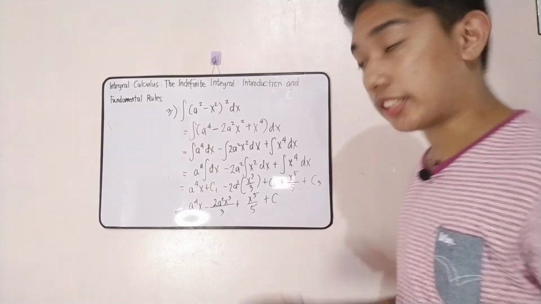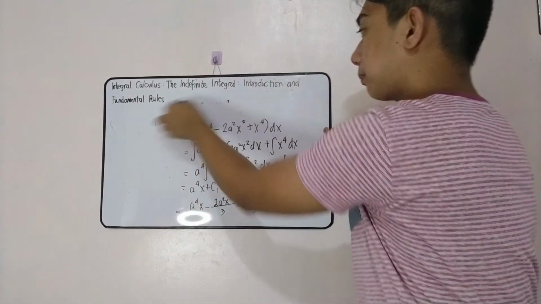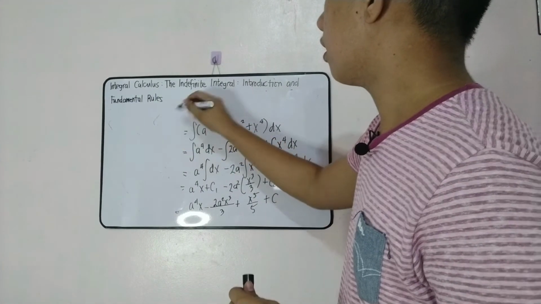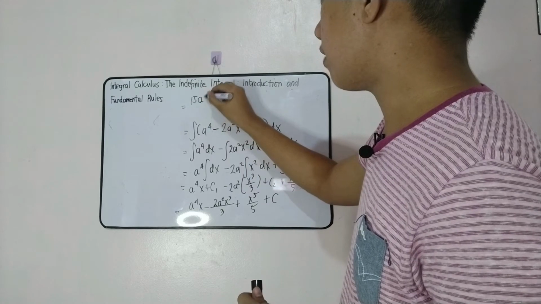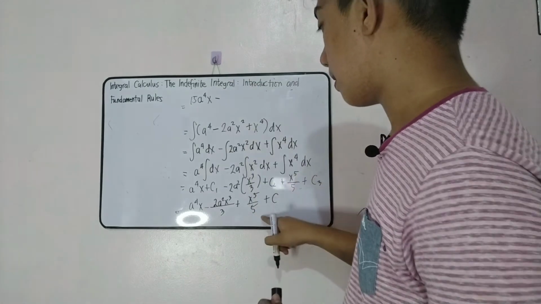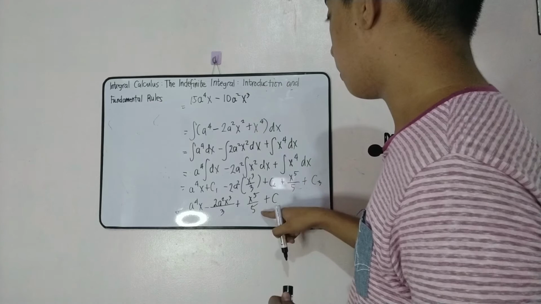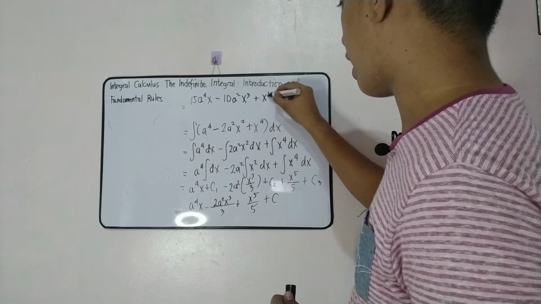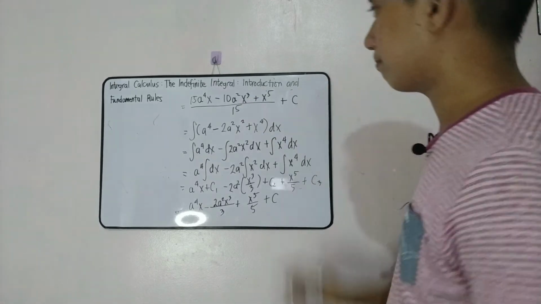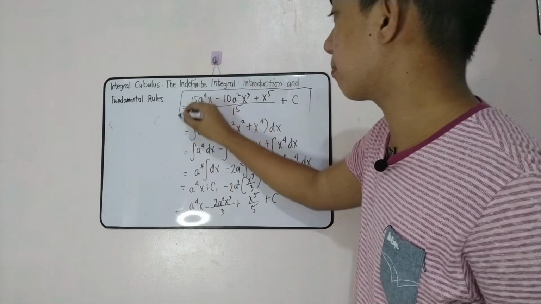Other professors will accept this final answer, but I can simplify this one into 15a raised to 4x minus 10a squared x cubed plus x raised to 5, over 15, plus c. So, pwede na yan. Okay? So, this can be your final answer.